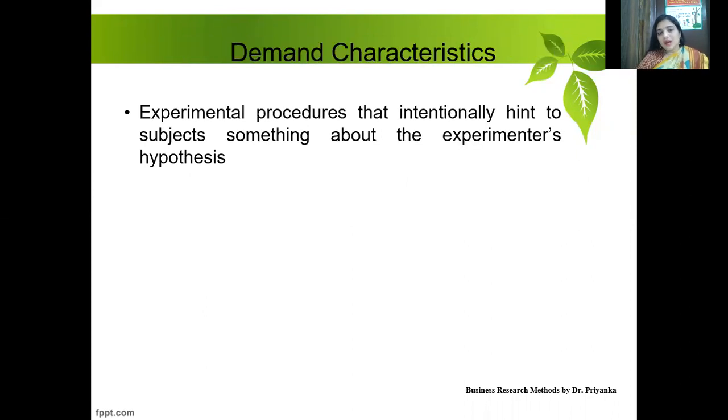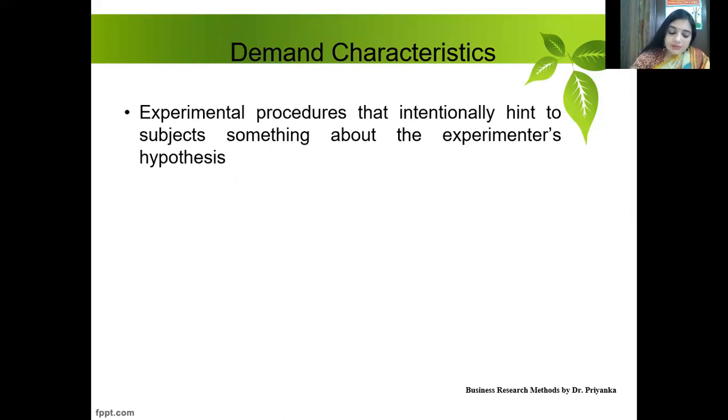So today let's start with demand characteristics. What do you mean by demand? Sometimes experimental procedures intentionally hint to subjects something about the experimenter's hypothesis. Demand characteristics are situational aspects of the experiment that demand that the participant respond in one particular way. Sometimes the experimenter directly or indirectly shows the respondent that he wants answers of such and such things and he should behave this way. Hence the demand characteristics are a source of constant error, because the experimenter is demanding something from the respondent indirectly.